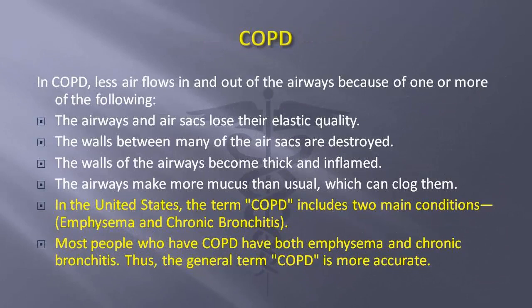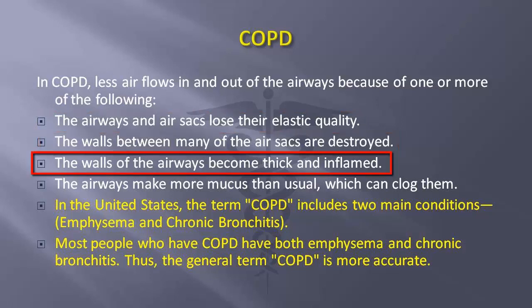COPD. In COPD, less air flows in and out of the airways because of one or more of the following. The airways and air sacs lose their elastic quality. The walls between many of the air sacs are destroyed. The walls of the airways become thick and inflamed. The airways make more mucus than usual, which can clog them.